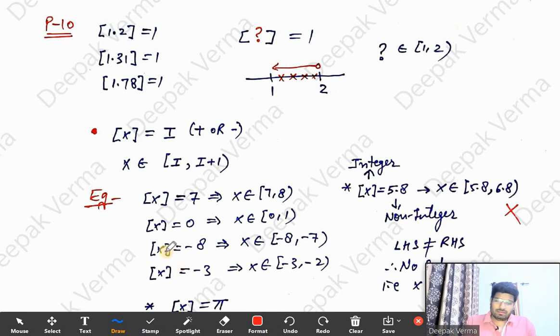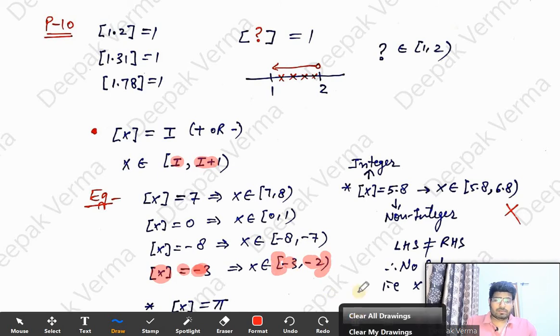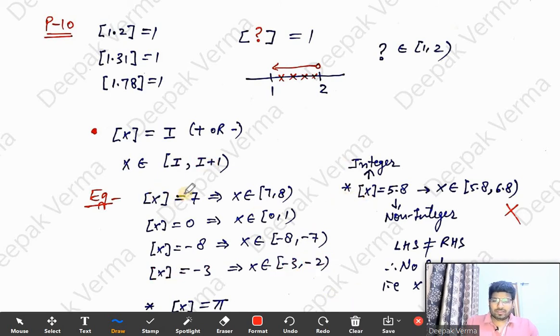Now let us take one more example. If box x is equal to minus 3, then I is what? Minus 3. So minus 3 plus 1, I plus 1, is what? Minus 2. With minus 2 we will put an open bracket, and with minus 3 we will put a closed bracket. Got it? So in these examples we write box x equals to an integer, positive or negative or 0.